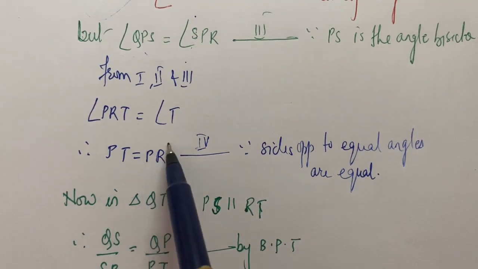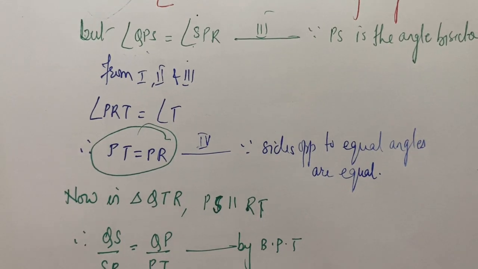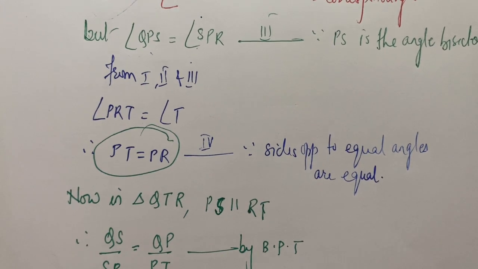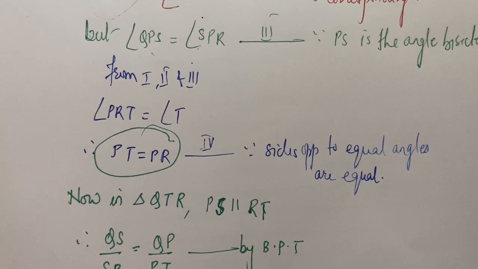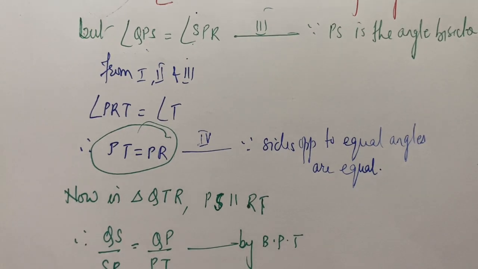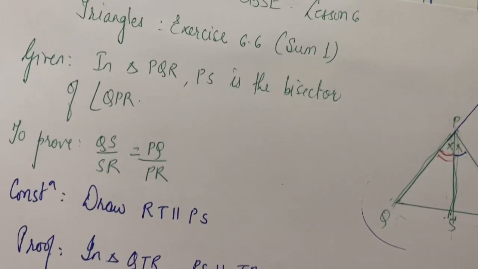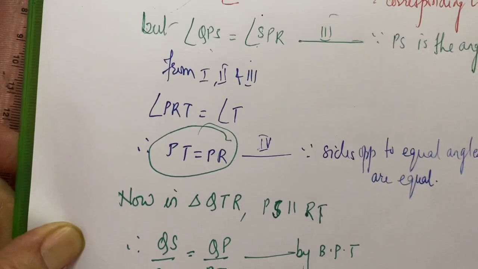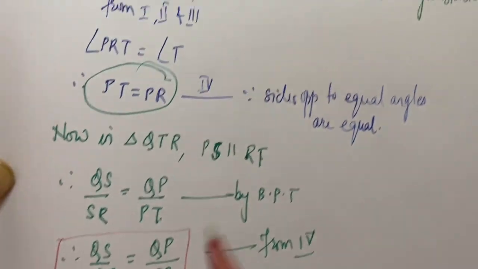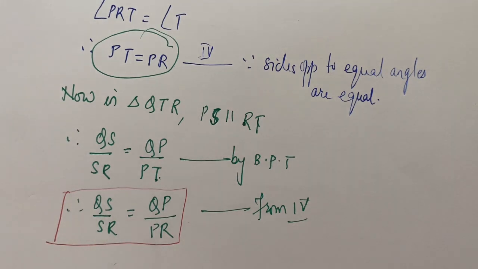Now just now we have shown PT is equal to PR. So in place of PT you will put PR. Therefore QS upon SR is equal to QP upon PR from equation 4. And this is what you had to prove. This is what you were expected to prove. See, QS upon SR is PQ upon PR. Got that? This theorem is called in state board the angle bisector theorem for a triangle, an application of basic proportionality theorem.